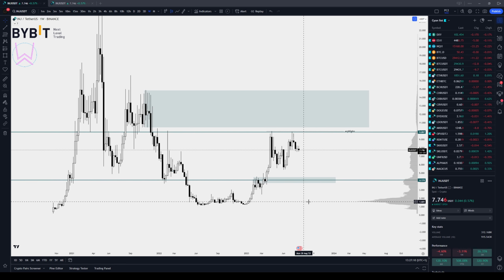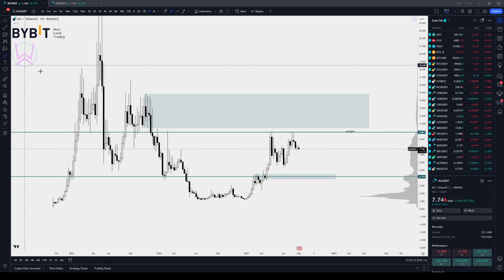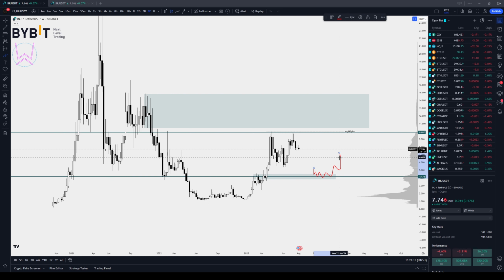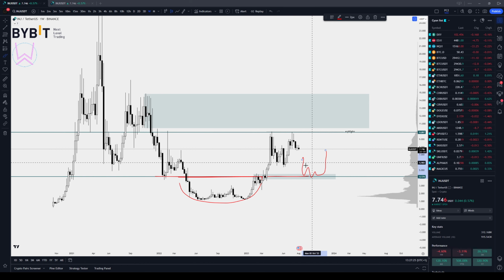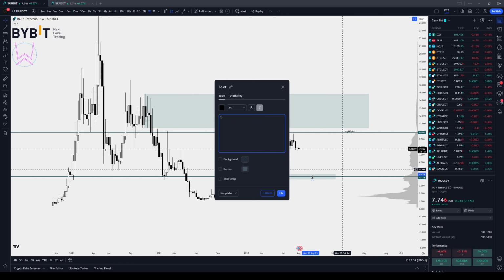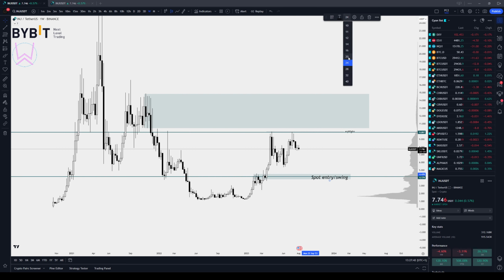Just looking at this region, right? Any move down towards this $4 is an area of interest for me to be a buyer for spot. I think this is like a must-hold area. Pretty nice deviation below here. Looking for that retest since breaking back through this, back into what we could say is maybe a range here, right? So we're going to mark this area as spot entry / swing. All right, so $4 is definitely a spot entry / swing area for INJ.